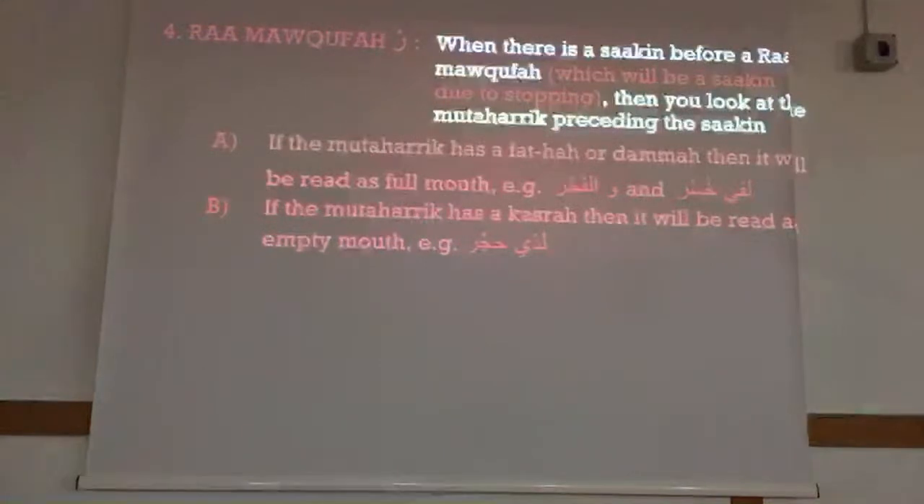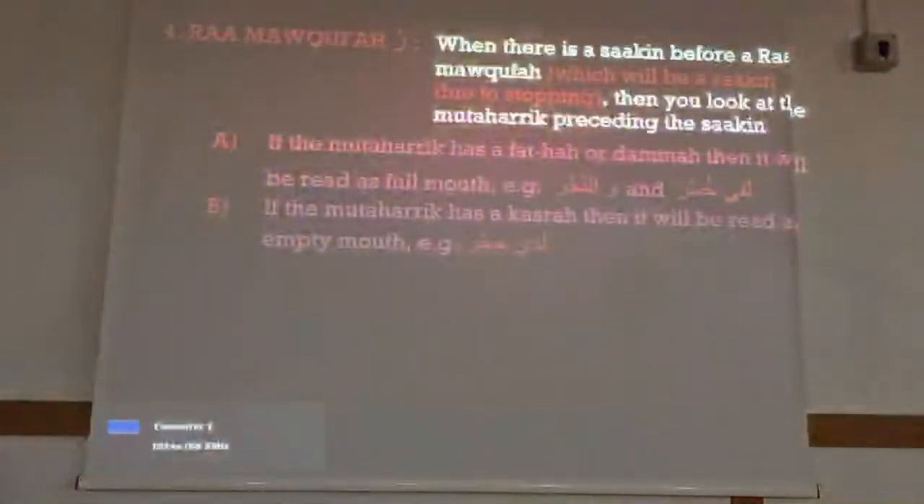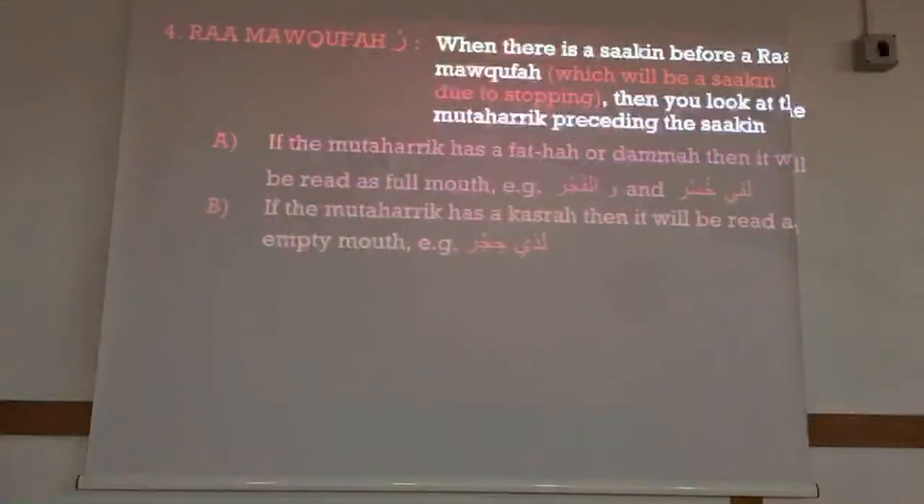So this ha has a kasra, so how is the ra going to be? Empty mouth. And there's no conditions here, okay? No conditions. This is very simple. So read after me. Lidhi hijr. Yeah, very simple. The difference is in the first two examples, wal fajr and lafi khusr. If you notice my ra, I'm reading it without smiling. Wal fajr lafi khusr. But when I read this one, lidhi hijr, my mouth stays in the smiling position.